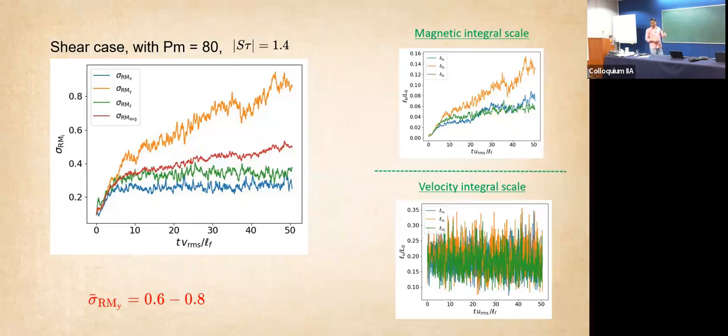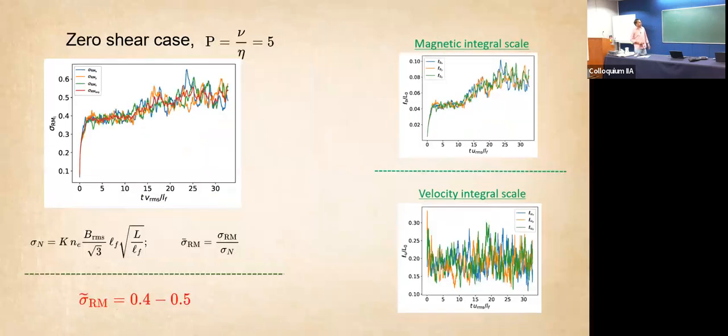This is not the case for the polarized emission. I'll show it. Well, you said in the previous case, it's zero shear, the small scale that. Yeah.